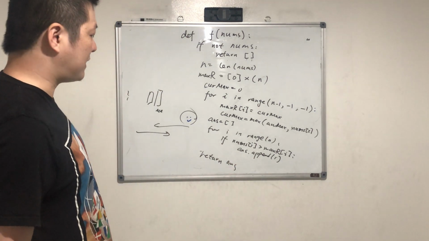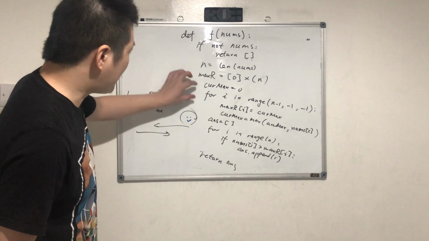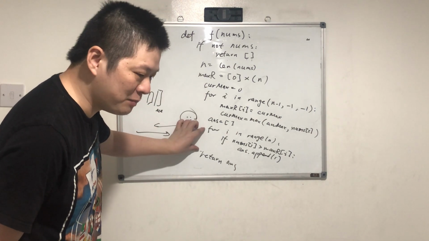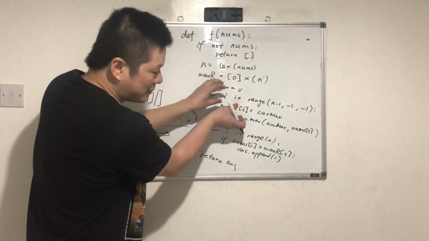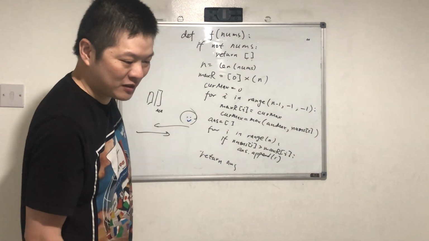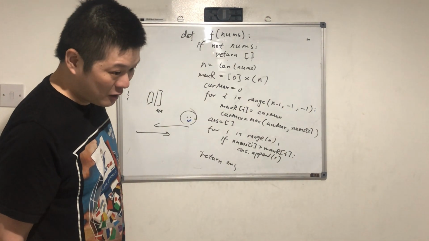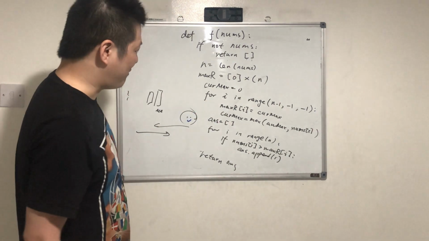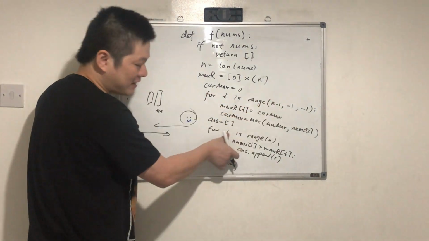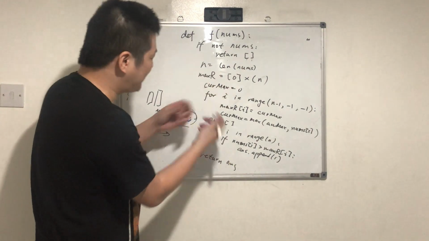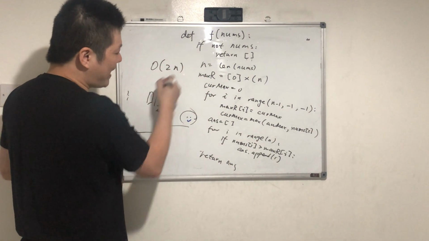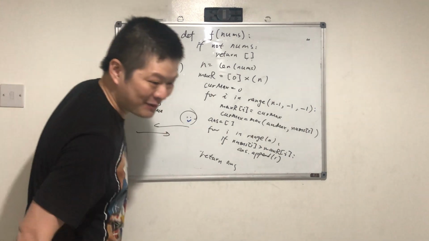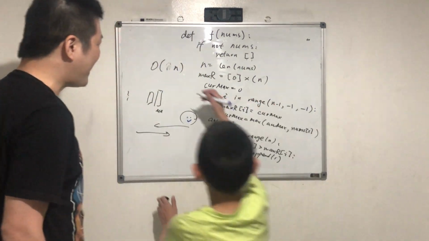What's the time complexity? Here is a loop, and here is another loop. Previously it was two nested loops; now I have two separate loops. So it's O of n, that's right. Because this is O of n and this is independent, it's 2 times n, but we drop the constant. So it's O of n.